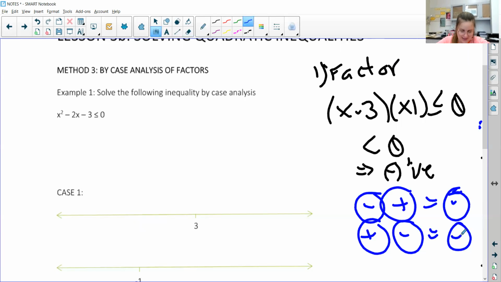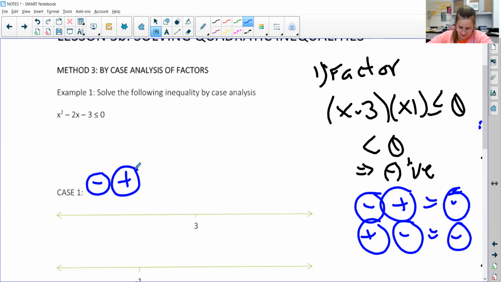So we're going to look at the first case where the first factor is negative and the second factor is positive. So the way I've written them out, this is the first factor here, and this is the second factor here. I just realized I forgot my sign, x plus 1.